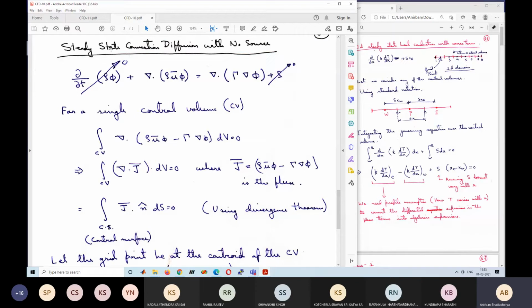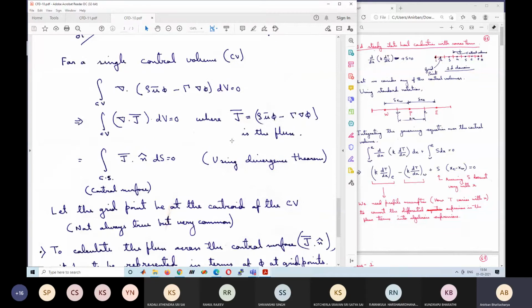Because we are considering steady state convection diffusion without source, we can remove the source term and the unsteady term. So for steady state convection diffusion, we have only two terms left: del dot rho u phi equal to del dot gamma del phi. Now for a general control volume, we have to integrate this equation over the control volume. So integration over the control volume of del dot (rho u phi minus gamma del phi). If I take this to the left hand side, del dot (rho u phi minus gamma del phi) dV equal to 0.